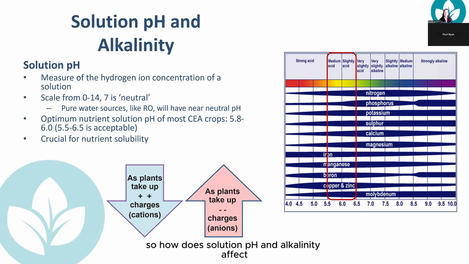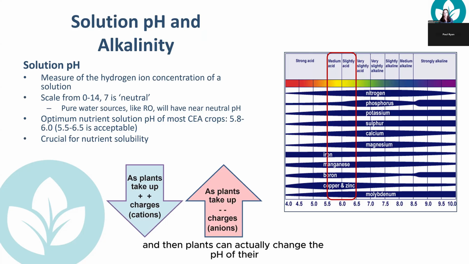So how does solution pH and alkalinity affect plant nutrient availability and uptake? Solution pH is the measure of the hydrogen ion concentration in solution. It's what you're going to use to decide if your solution is acidic or basic. The overall pH range has a scale from 0 to 14, with 7 being considered neutral. But there's a much smaller range where the elements that plants are going to require for growth are actually soluble and available to your plants. For most crops, that range is going to be about 5.5 to 6.5.